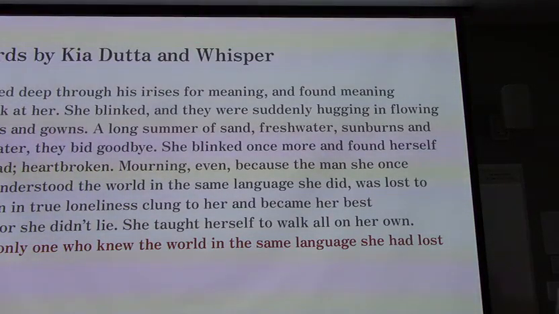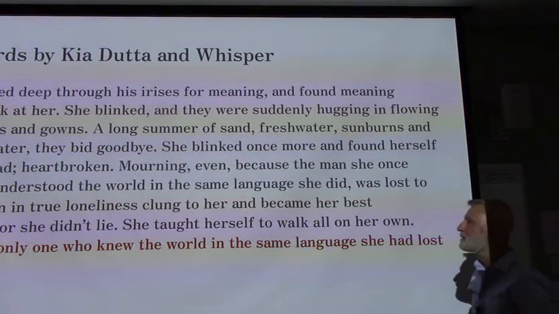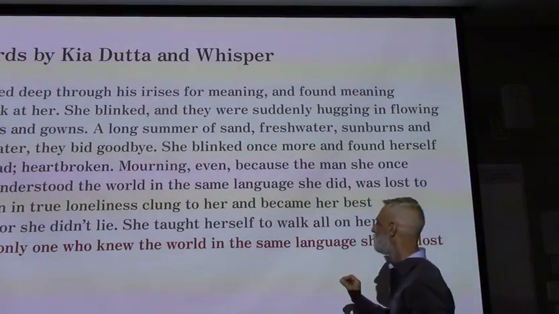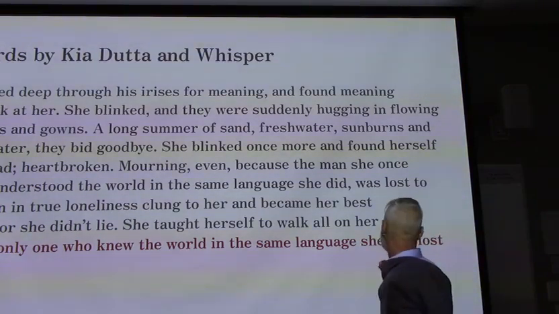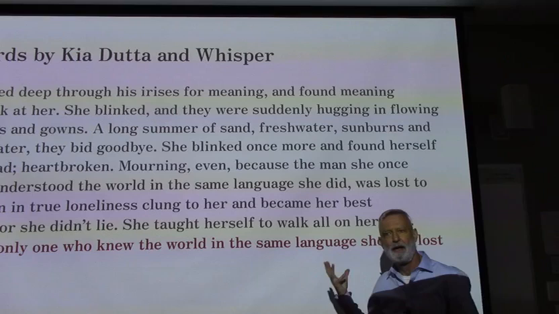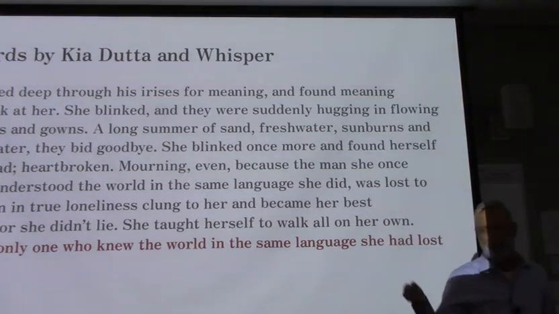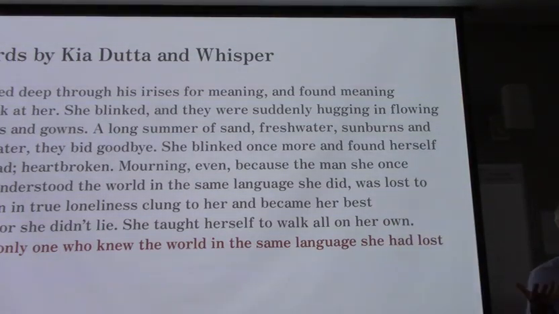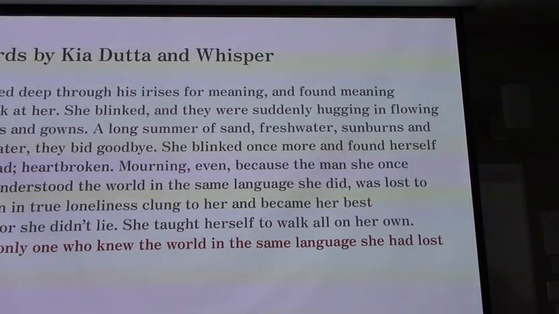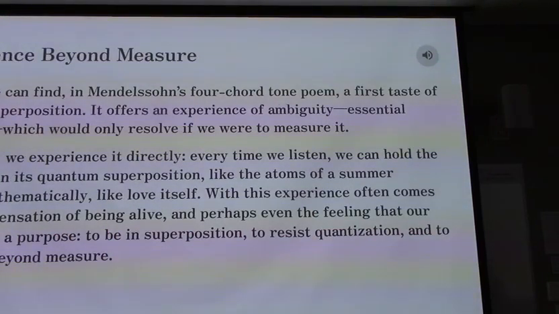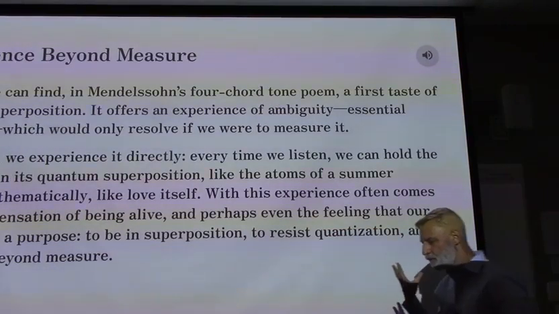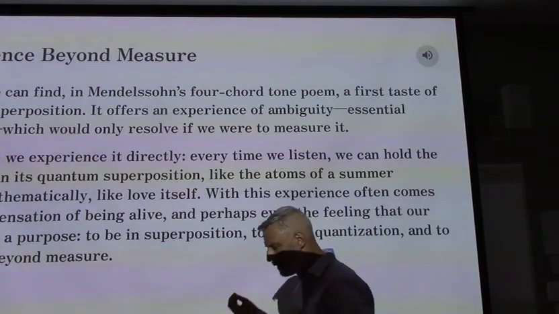And so we have a new version of the story that ends with the sentence, "She was the only one who knew the world in the same language she had lost to a war." Which is a compelling sentence. It's a summary of the whole story, and it's completely artificial. And so I asked Kia if she was willing to accept that as an addition, and she said yes. It works very well. And so the interesting thing here is that we can think about the language that is lost as the human language.